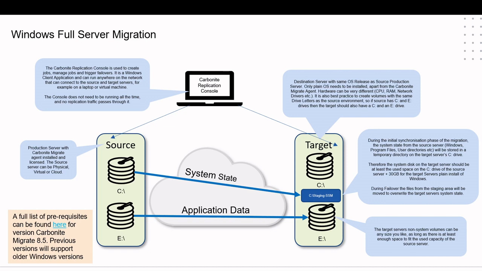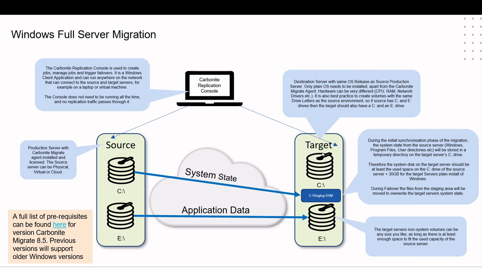I'm going to be using the Windows full server migration workflow, which is one of several workflows included in Carbonite Migrate, to take a copy of a source server, which is currently Windows 19 running on the ESX, to make a clone of it into a target environment, which is going to be this Exoscale Cloud.